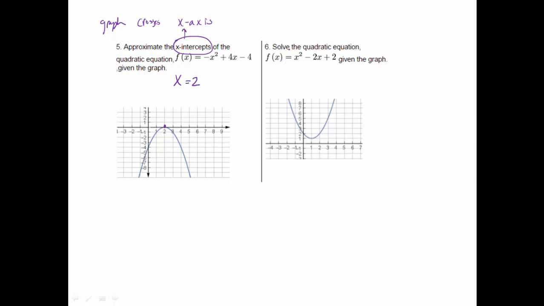Right, number 6, it says to solve the quadratic equation, f of x equals x squared minus 2x plus 2, given the graph. So again, solving the equation, we're going to look at where the graph crosses the x-axis. That graph never crosses the x-axis, so this problem would be no solution.